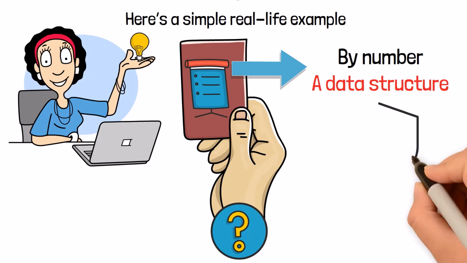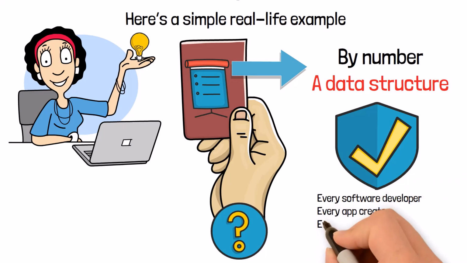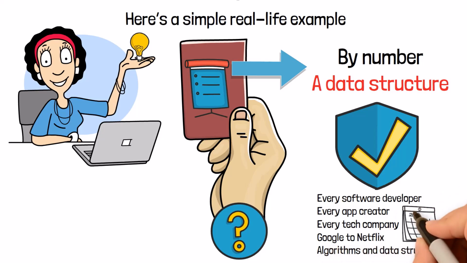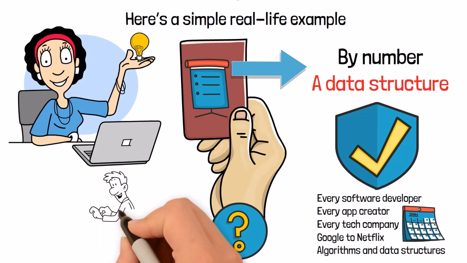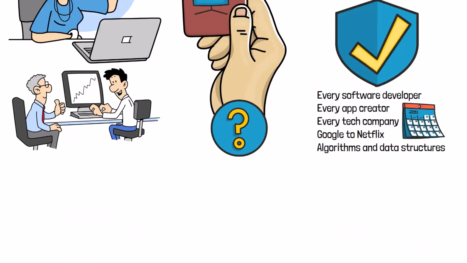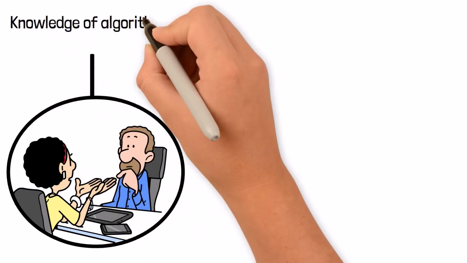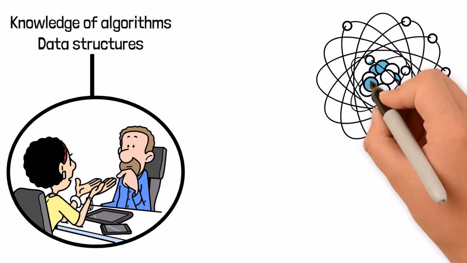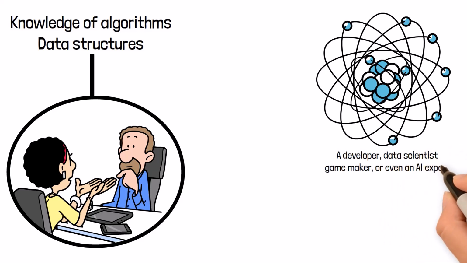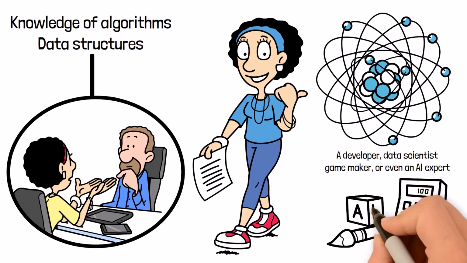Now here's why this topic is so important. Every software developer, every app creator, every tech company, from Google to Netflix, uses algorithms and data structures every single day. They help us make computers think smarter, solve problems faster, and build systems that work at massive scale. In fact, when companies hire programmers, the number one thing they test is your knowledge of algorithms and data structures. So if you're planning to study computer science, if you want to become a developer, data scientist, game maker, or even an AI expert, learning algorithms and data structures is your foundation. It's like learning ABCs before writing sentences.